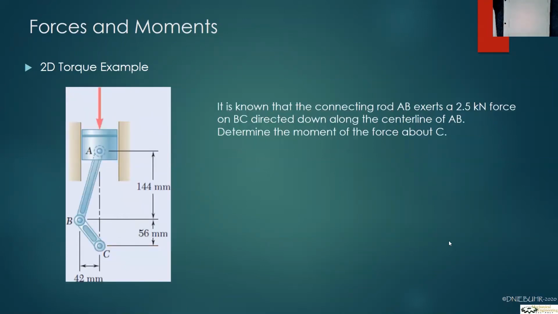Now let's look at this one. Here we have a piston, and we have a force pushing the piston down. And we have the connecting rod, and then it's connected again, instead of being connected straight to the crankshaft, it looks like it has another rod. What we want to know here is we're given that a 2.5 kilonewton force is directed along AB. That means it's not straight down, it's actually at the angle AB. So we want to know, what is the moment of the force about C? What moment is being created by this 2.5 kilonewton force?